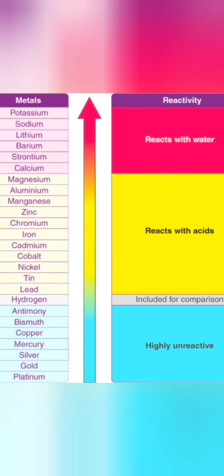In this chart you can see potassium, sodium, lithium, barium, strontium and calcium can react simply with water, but magnesium, aluminum, manganese, zinc, chromium, iron, cadmium, cobalt, nickel, tin and lead can only react with acids and not with water. And antimony, bismuth, copper, mercury, silver, gold and platinum are highly unreactive metals.